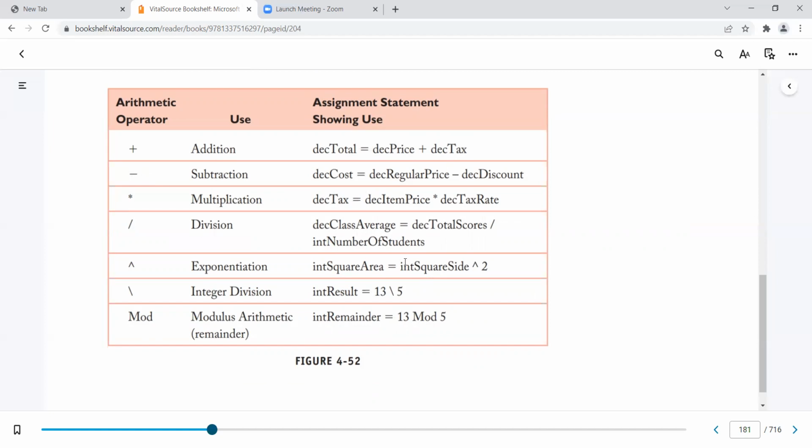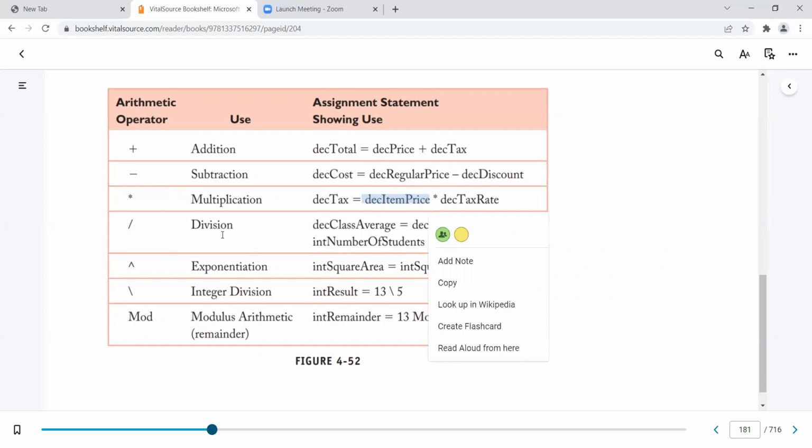Now in the assignment statement, we can either assign value directly to the left, or we can use the mathematical operations, use plus or minus, see here, decimal regular price minus decimal discount. Now we have multiply. If you see the asterisk, use multiply. Decimal tax equal to decimal price times the tax.